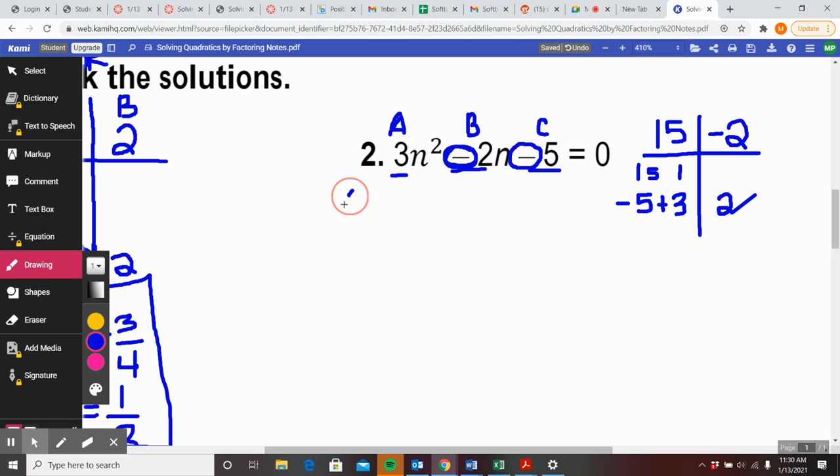Okay, so now we just set up what we did. We do n minus 5 and n plus 3. Since a is greater than 1, we have to do the kickback.